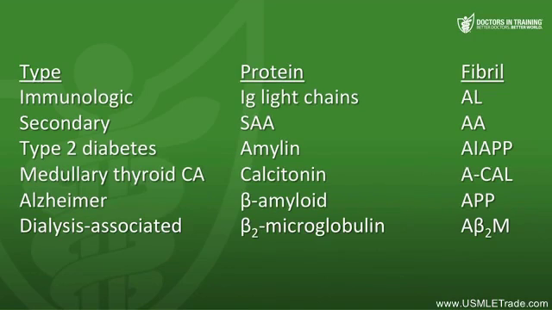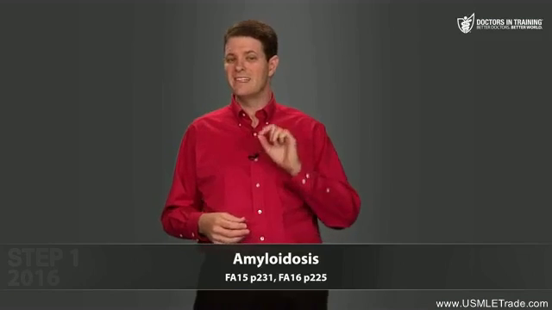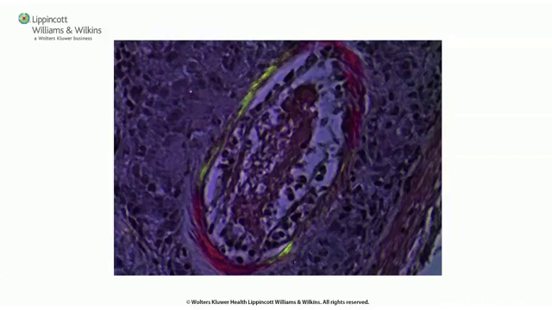So be aware of these different amyloidoses. Not incredibly high yield, but fair game and possibly worth knowing. But one thing that's definitely worth knowing is how to diagnose amyloidosis based on a biopsy. You need to know that you use a Congo red stain, and that's going to cause the amyloid protein to light up bright green under polarized light. And you might see that described as apple green birefringence with a Congo red stain. Make sure you know that.